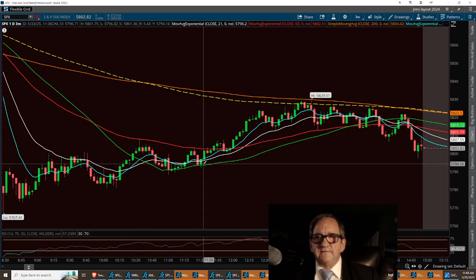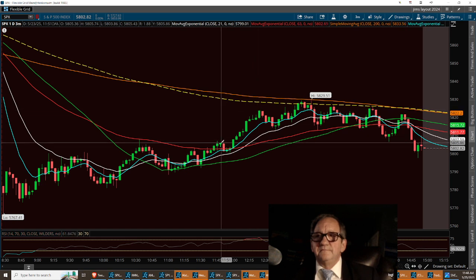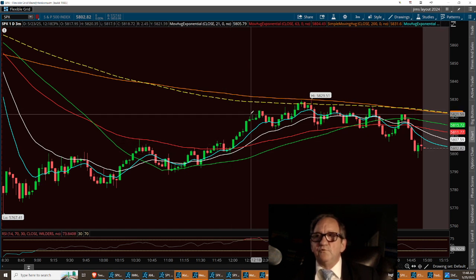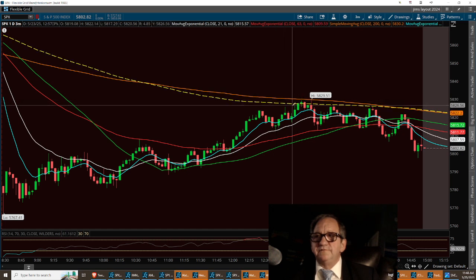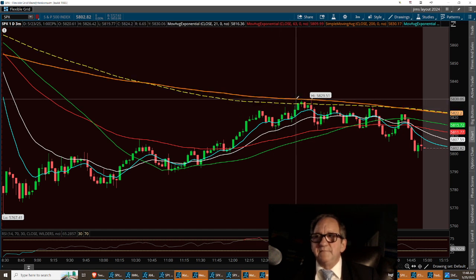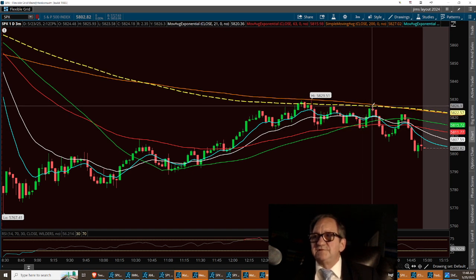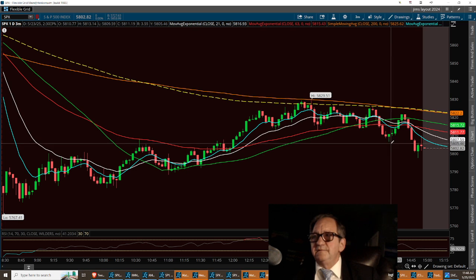Tweezer bottom off the 50. Tweezer top. Pulls back, you add on, holds the 21, runs all the way up to the 200 EMA and SMA. Get out of the trade. Bounces back off the 63, tweezer top to the 200 EMA. Pulls back again. Tweezer bottom, tweezer top, hits the 200 EMA.